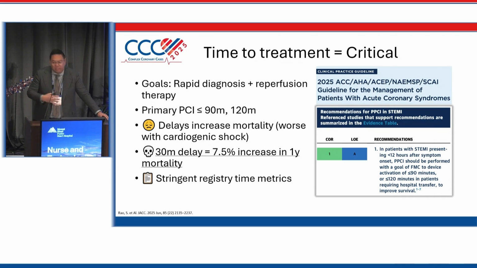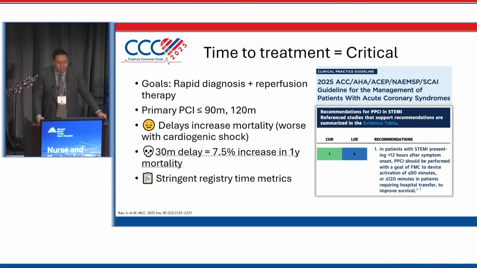And then the second thing is reperfusion therapy. For those hospitals that have a cath lab, we like to bring the patients into the cath lab with a goal of first medical contact to first device of 90 minutes. And for those patients that need to be transferred to a hospital that doesn't have a cath lab, it is 120 minutes. Hospitals in rural areas that don't have access to this have only one choice, fibrinolytics, for reperfusion therapy. Delays are really bad.